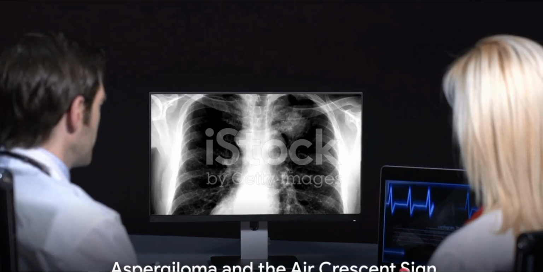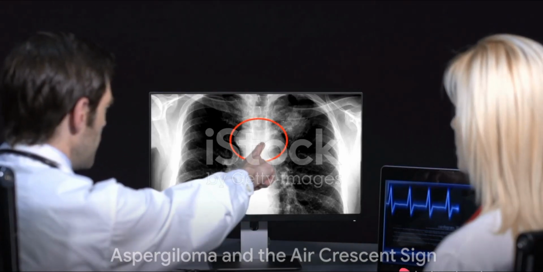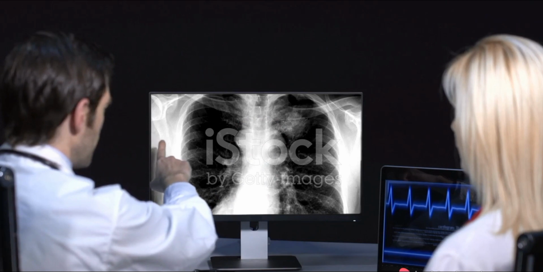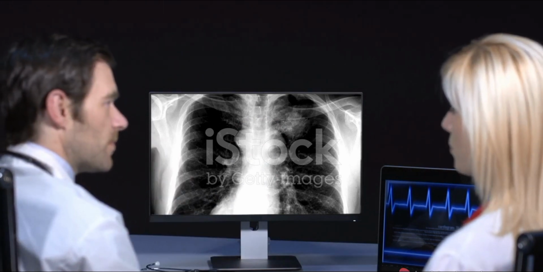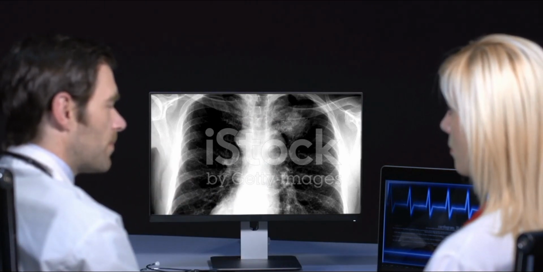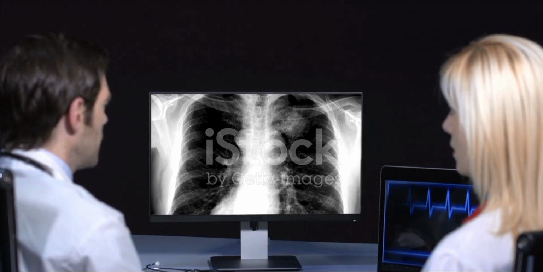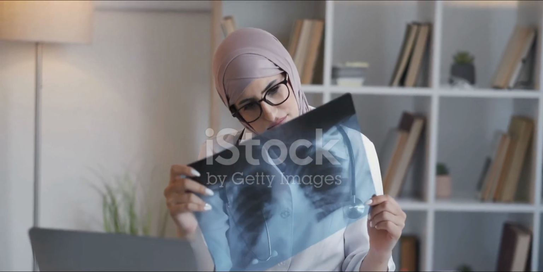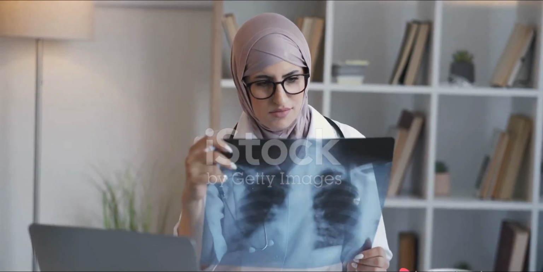Ever wondered why a condition called aspergilloma is often associated with the term air crescent sign, or why pulmonary hamartoma has a peculiar reference to popcorn calcifications? Intriguing, isn't it? Today we dive into the fascinating world of radiology appearances and signs.